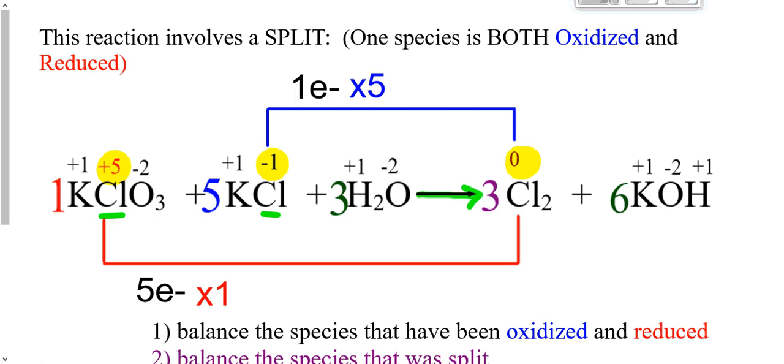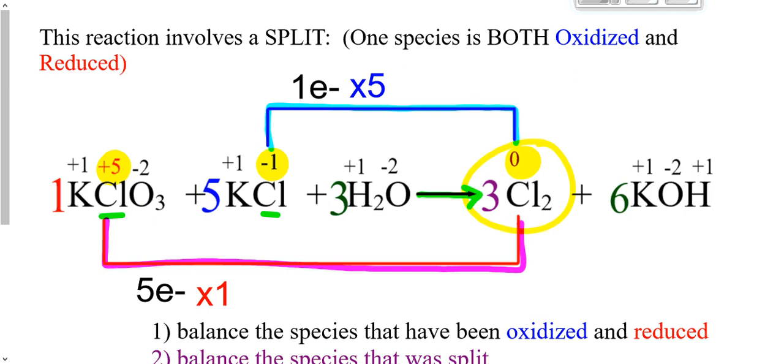So my two changes in oxidation numbers happened because these chlorines went from -1 up to 0, that's my oxidation, and these chlorines went from +5 down to 0, that's my reduction. This is called a split reaction because both of my connecting lines are pointing to the same species. It's split in terms of some were oxidized and some were reduced. But we treat it the same way.